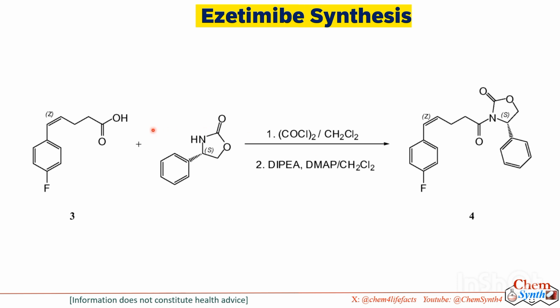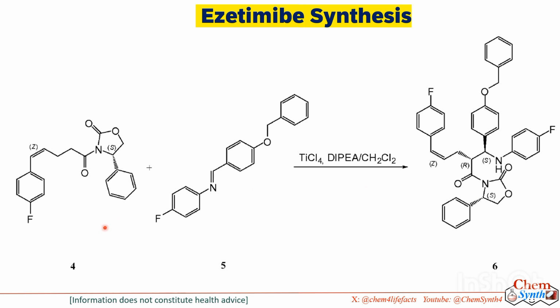So it's basically oxalyl chloride was used to convert it into corresponding acid chloride, and then reaction with this amine functional group to get this intermediate. And the intermediate 4 now reacted with this imine compound in presence of titanium chloride to form intermediate 6.